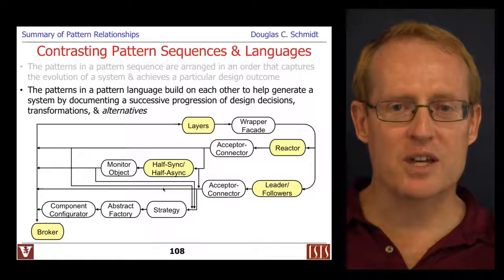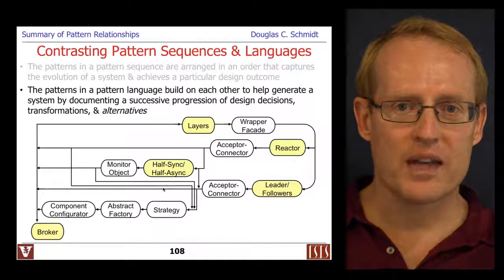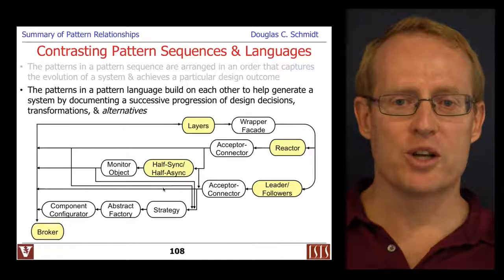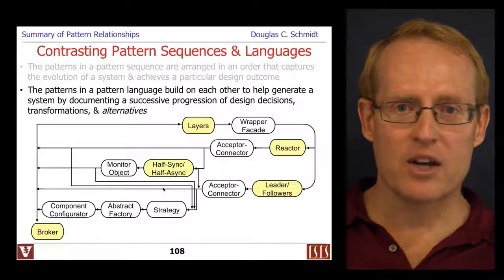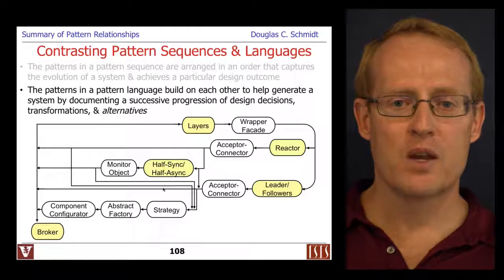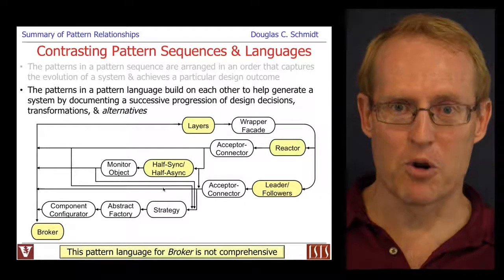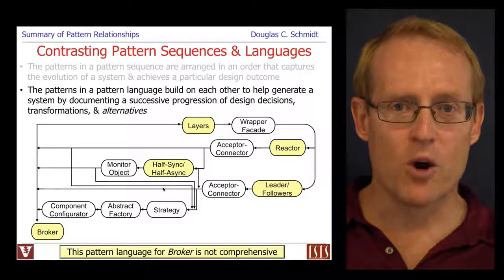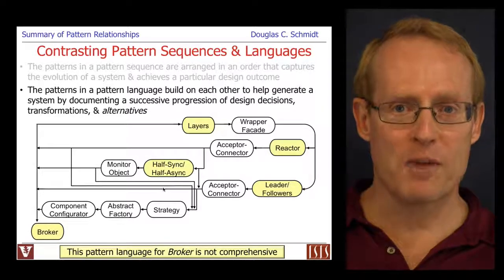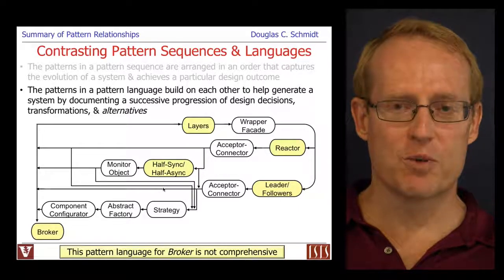As you can see from this diagram, this illustrates the patterns we've just talked about arranged as a pattern language with different paths and alternatives that you can traverse depending on what it is you're trying to do. Keep in mind, of course, once again, this pattern language for Broker is also not comprehensive. You can take a look at POSA 4 and POSA 5 books for more information on other aspects of a more comprehensive pattern language for distributed computing.